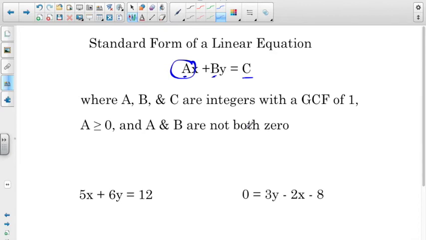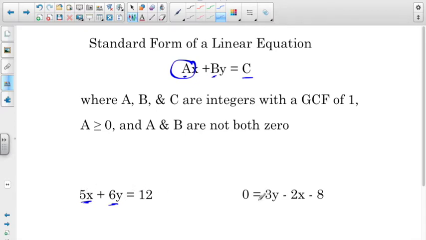If they were, it would make 0 equal to 0, so that doesn't make a whole lot of sense. So to get this in standard form, the 5x has to be positive, the y has to be on the same side of the equation as the x, and the constant, or the number by itself, has to be on the other side of the equation. So this is already in standard form.